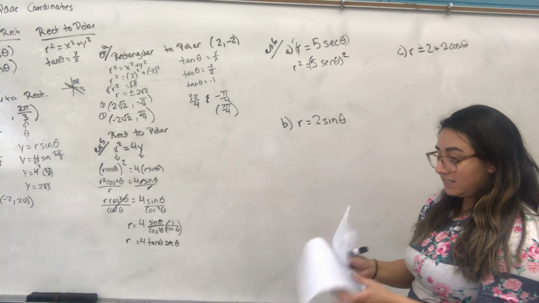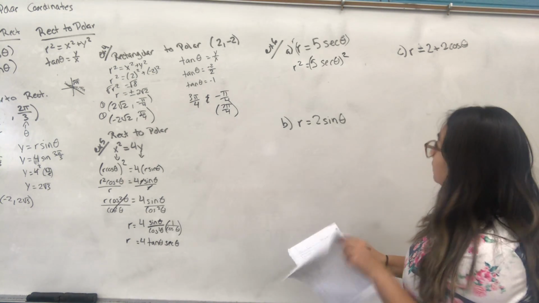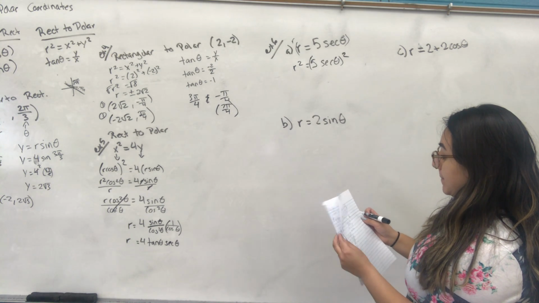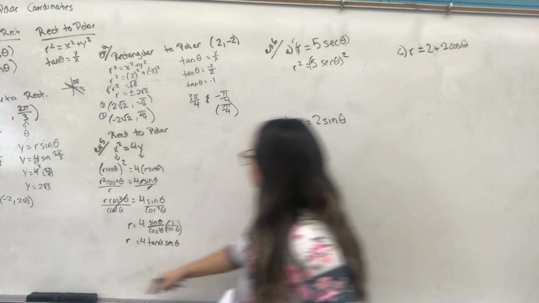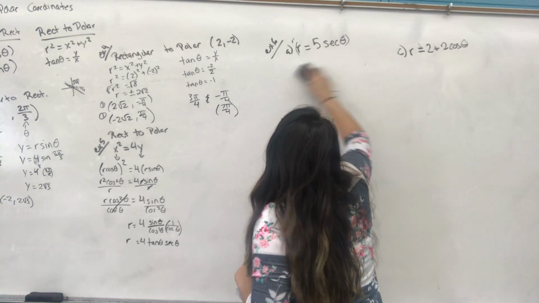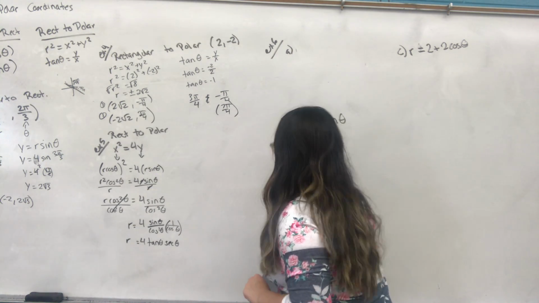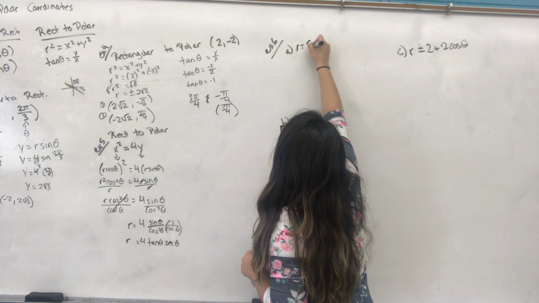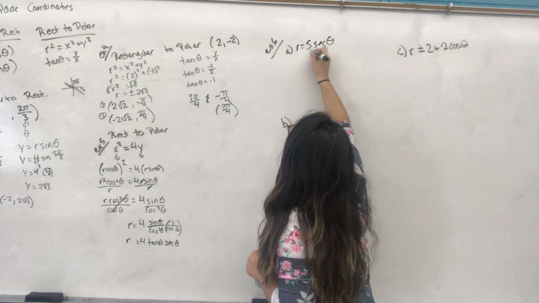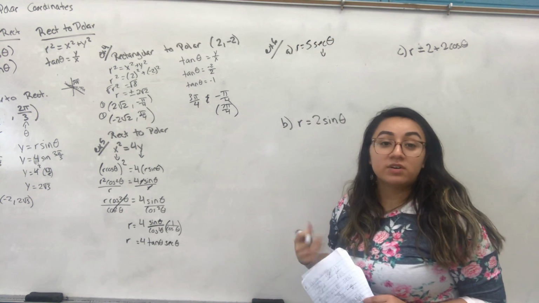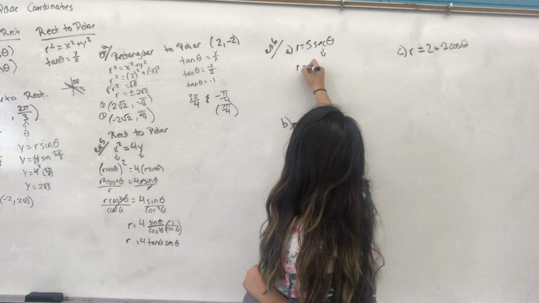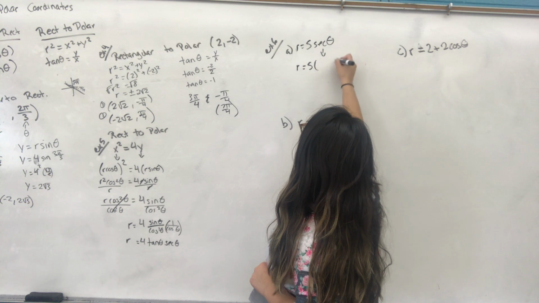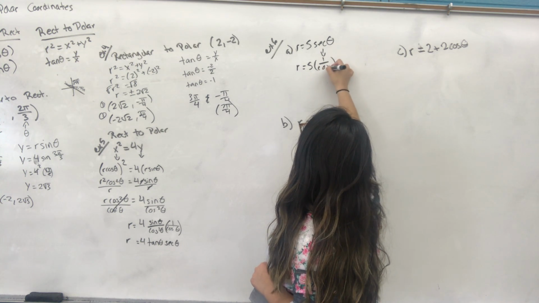Did I write them down? Oh no, that is wrong. In this case, we're going to simplify it a lot more easily. So r is 5 secant theta. Here we have secant theta, and let's try to put it in sine or cosine form. So we have r is equal to 5 times secant, which is 1 over cosine theta.